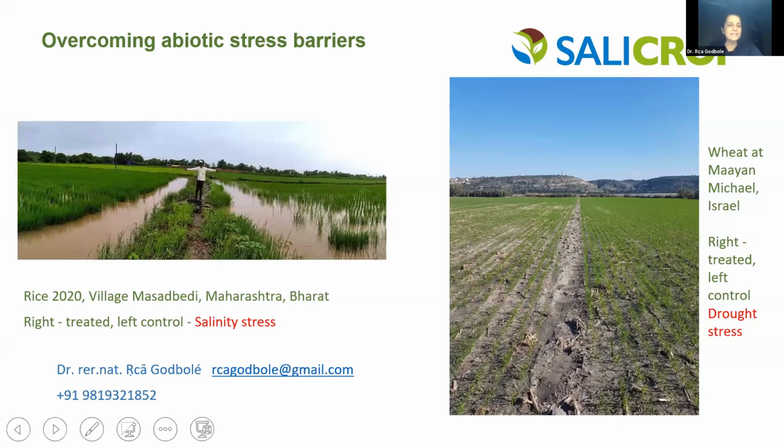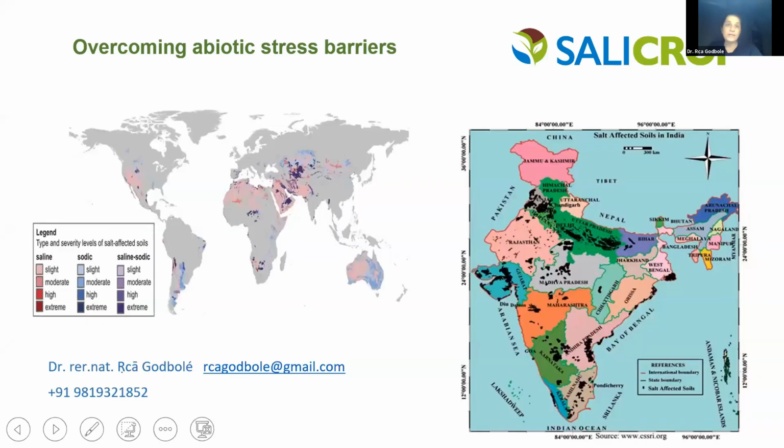As you can see from my first slide, we've been working in India, we've been working in Israel, and we are trying to mitigate different abiotic stresses. Crop plants are subjected to a number of limiting factors during their crop cycle, and these abiotic stresses can be heat, drought, and salinity. Just talking about salinity, the FAO estimates that $12 billion is the economic burden because of salinity all over the world.